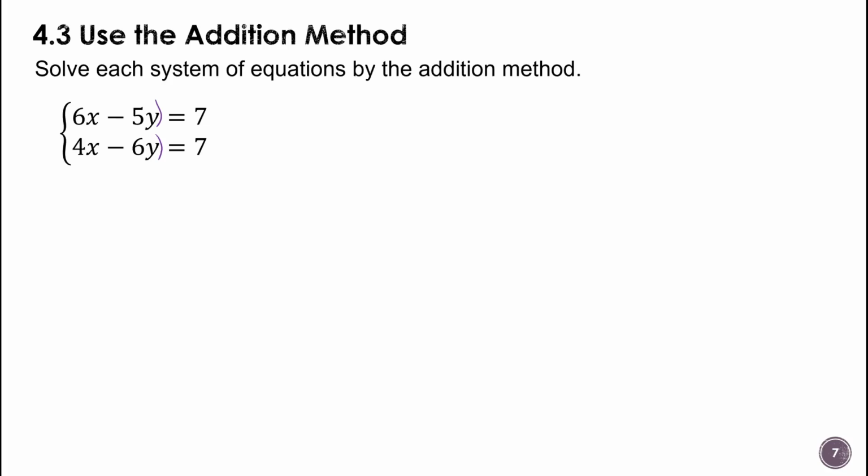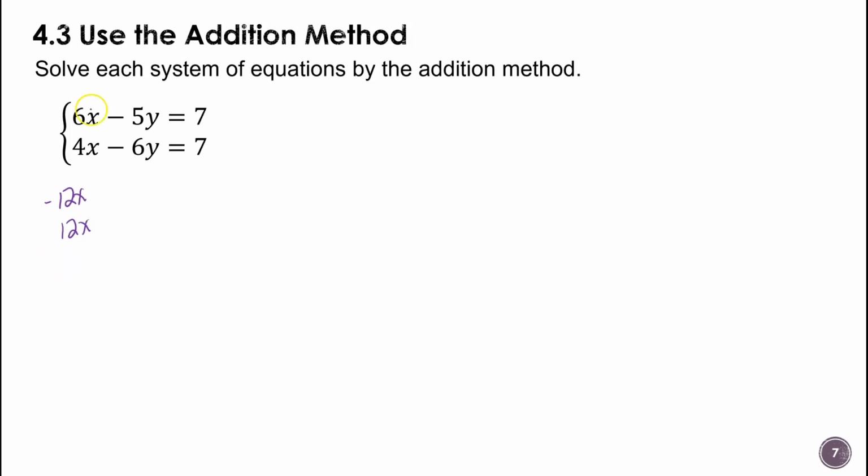Hi, we're on the second video for section 4.3, and whoops, I didn't erase a couple of places there. We're going to look at these two equations. On these types of equations, I can't just multiply one equation. I'm going to have to multiply both. I'm trying to get opposites, so I could do a negative 12x and a positive 12x, right?